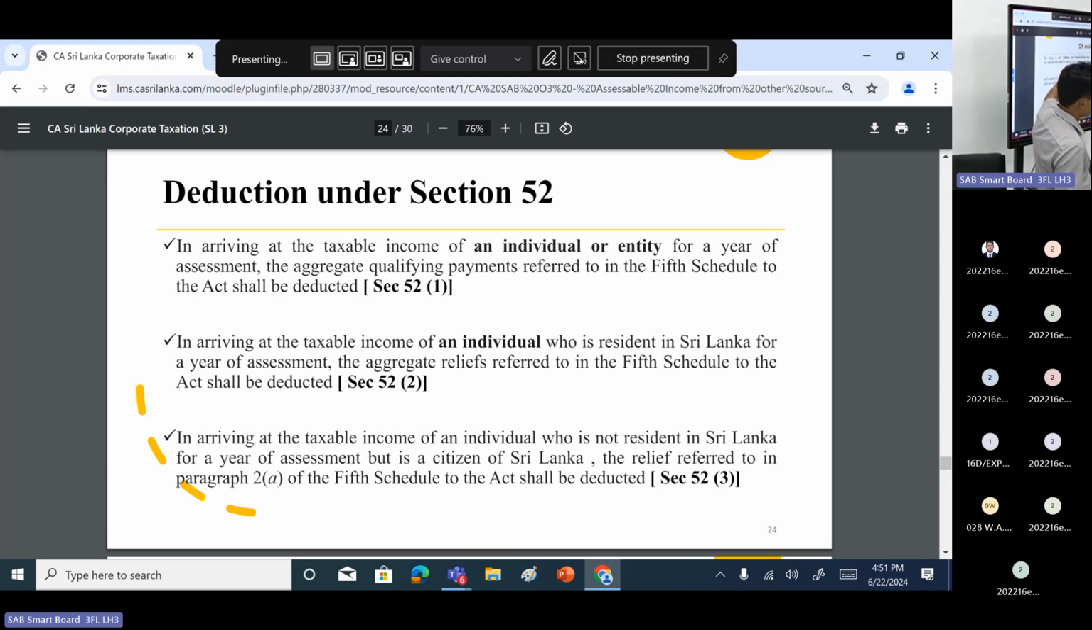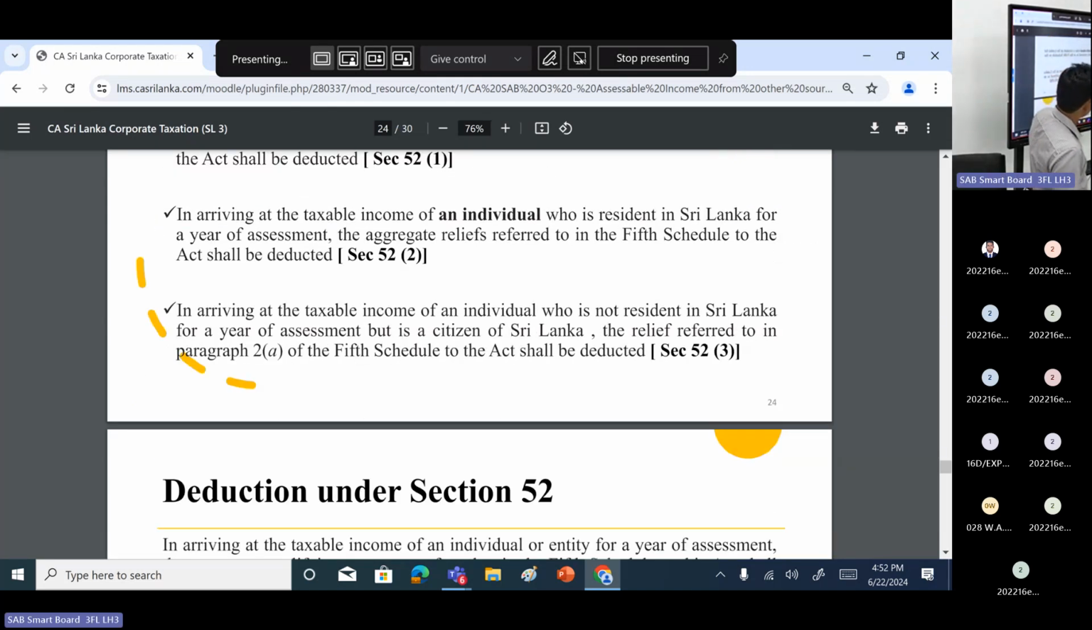First thing is a qualifying payment. A qualifying payment can be deducted. Second thing is only for an individual who is a resident. Only for an individual who is a resident of Sri Lanka, relief can be deducted. Right? Under the first one, it doesn't say whether it is an individual or an entity. Second thing is specifically applicable only for a resident individual.